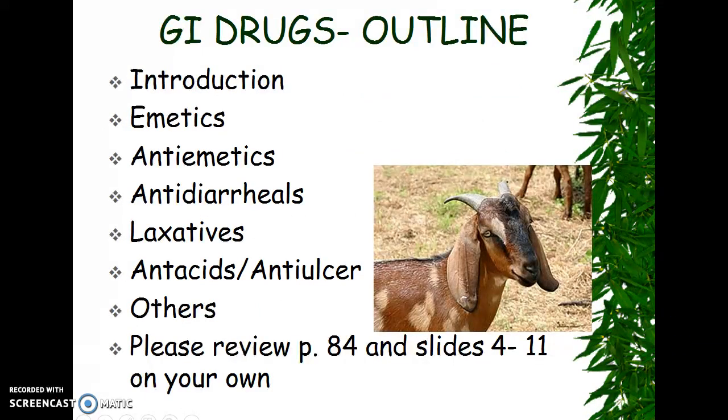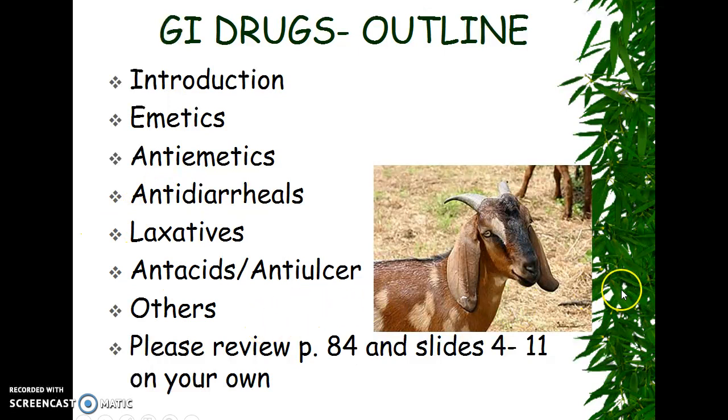So the types of drugs we're going to be talking about are emetics, which are drugs used to induce vomiting, antiemetics, which are used to stop vomiting, and then antidiarrheals, hopefully that's self-explanatory, laxatives, drugs that help the facilitation of passage of feces, and antacids and other anti-ulcer drugs, and then some other ones.